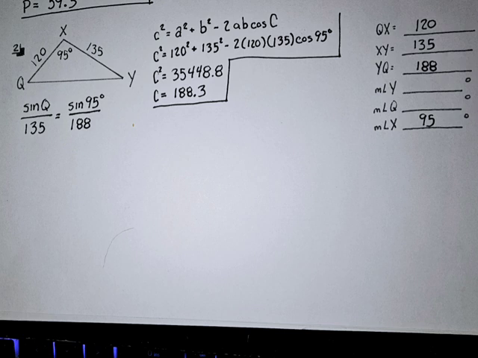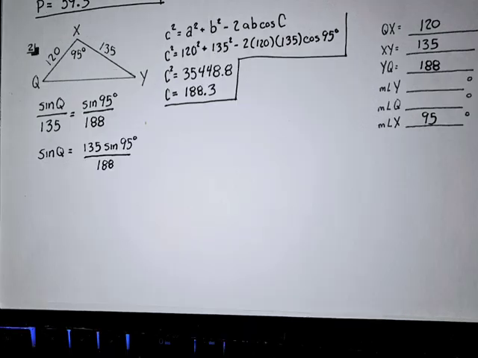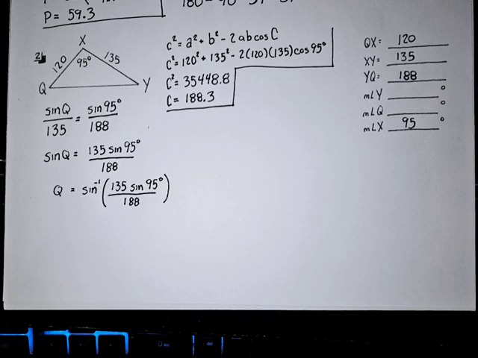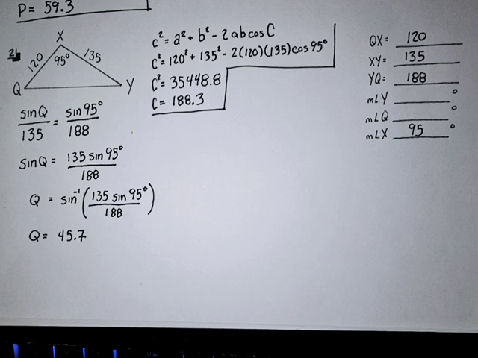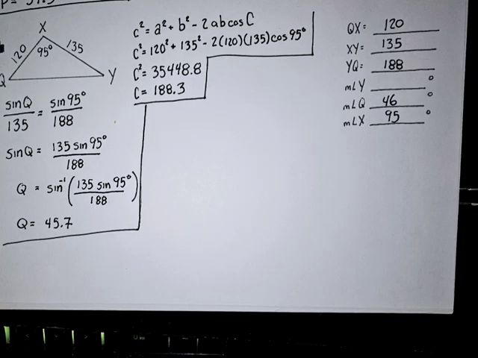So I used law of cosines first. That means I used law of sines second. I picked angle Q because if you look on the other side of it, it's 135. That's the biggest side. This is the easiest way to avoid the law of sines problem. I move the 135 from the bottom of sine of Q to the other side. To get rid of the sine in front of Q, I'm going to take the sine inverse of both sides. So I have sine inverse of 135 sine 95 over 188. The calculator tells me that it's 45.7. Rounding to the nearest whole number, 45.7 becomes 46, and I put that in for Q.